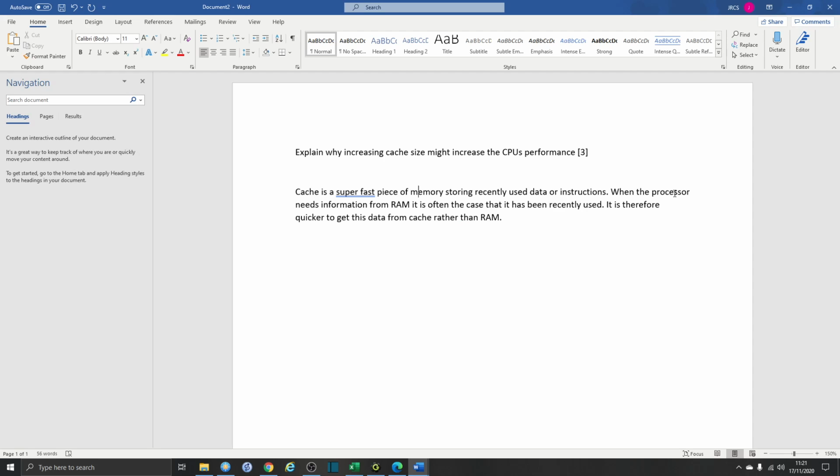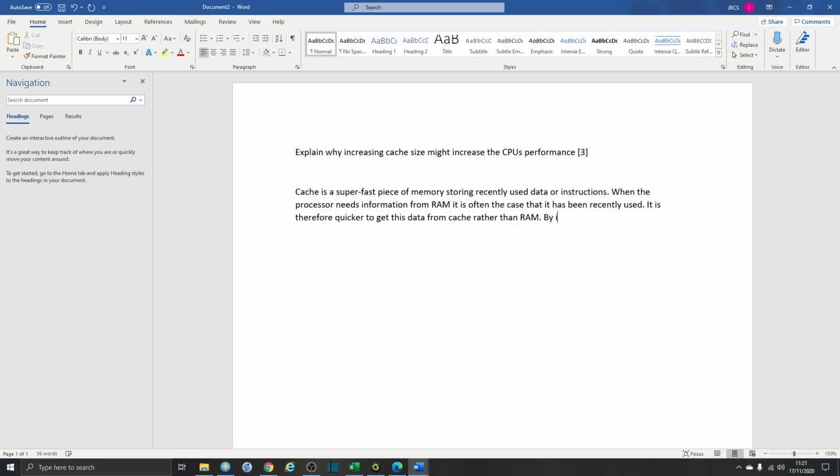And the reason is, you might get 2, that it says explain why increasing cache size. So you need to answer that. You're not answering that question. It's always good to explain what the things are. So explain what cache is. Explain why it increases CPU performance. So these are your 3 marks. What is cache? Why does cache increase the performance? Why does increasing the size increase the performance? So that's the 3 things you've got to get there.